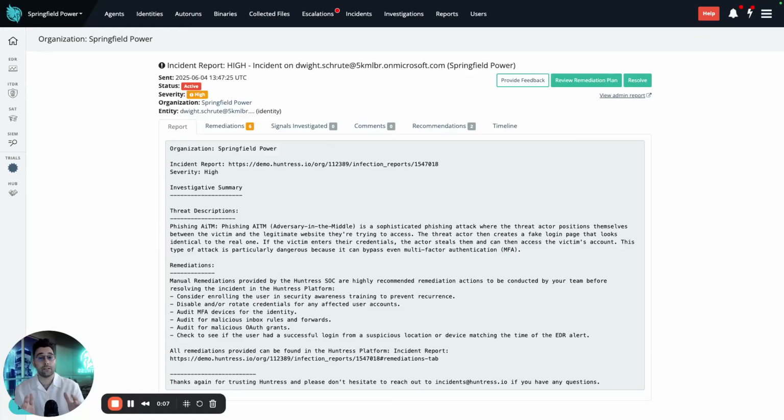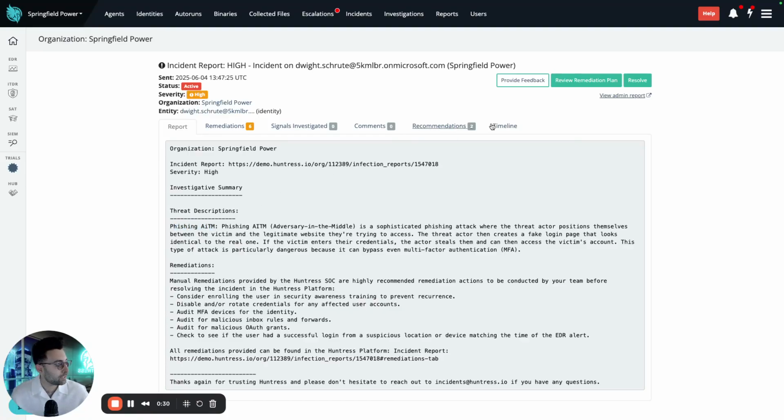Now this is fascinating. Why? Because this is one of our cross-platform technologies that allow us to pick up something from EDR or ITDR, for example, and execute something through security awareness training. Now, here you can see an incident report that is related to, again, the phishing adversary in the middle, which will be related to ITDR.